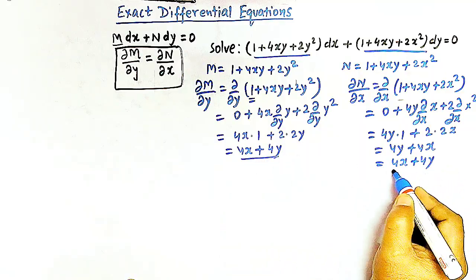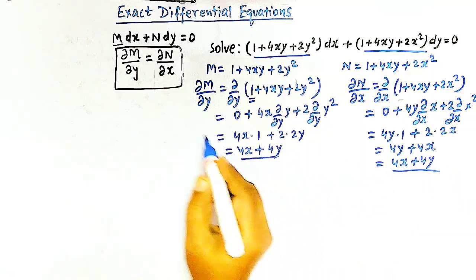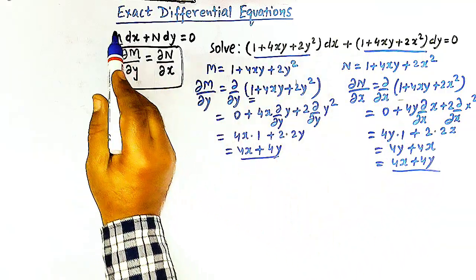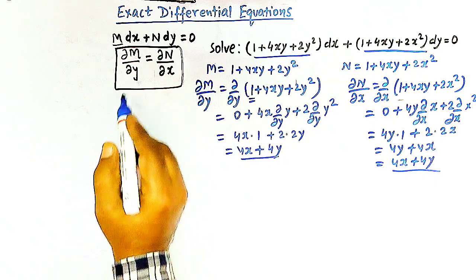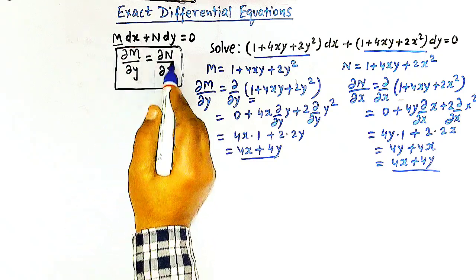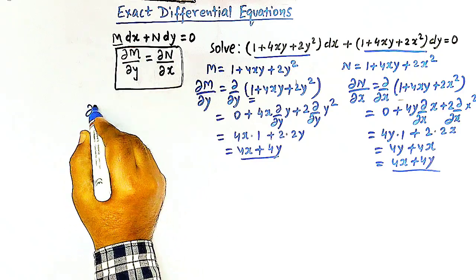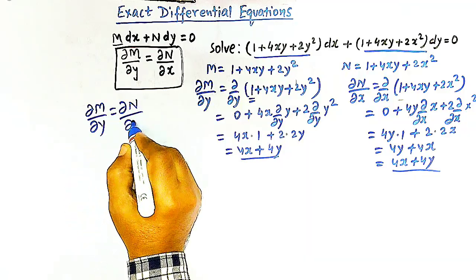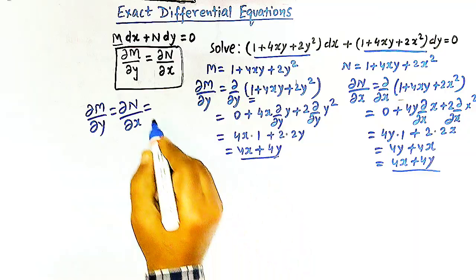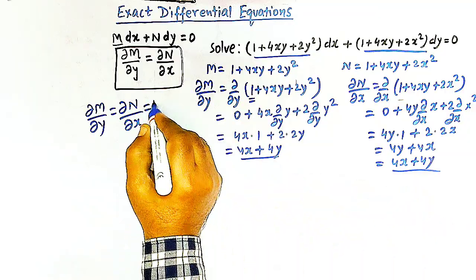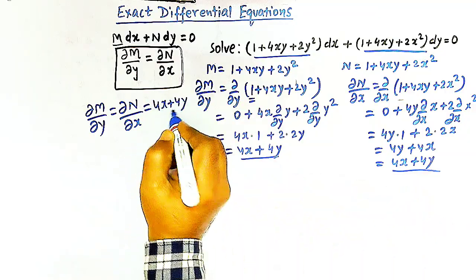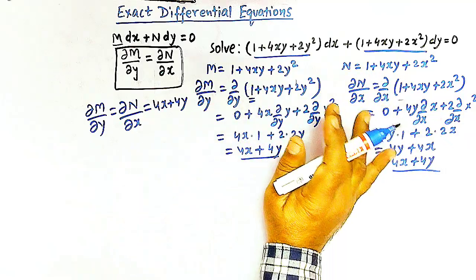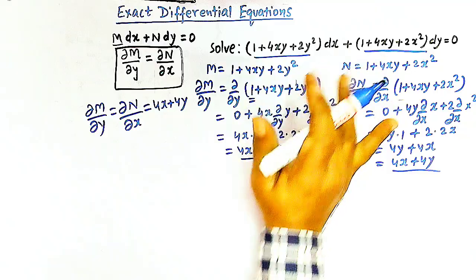So these two expressions are the same. So we conclude that this given differential equation is an exact differential equation, because it satisfies this condition, that is del M over del y is equal to del N over del x, and the common value is 4x plus 4y. So let us now find the solution of this differential equation.